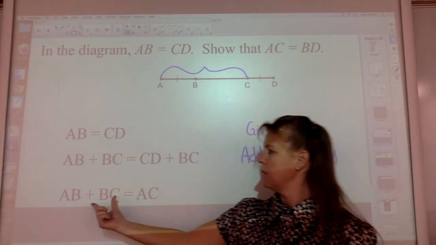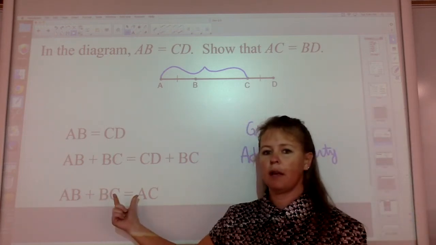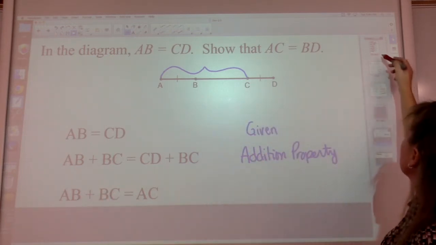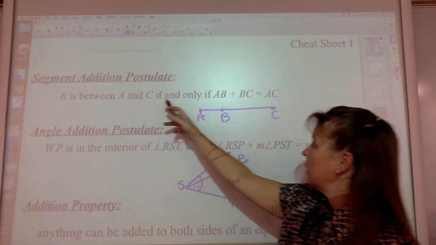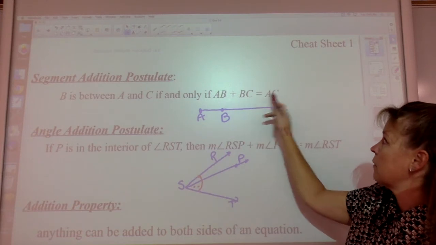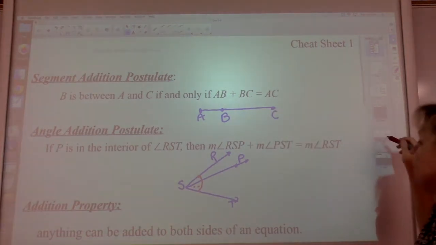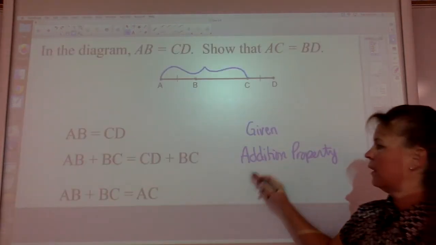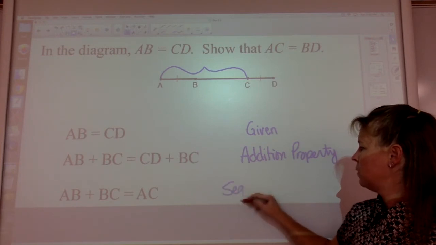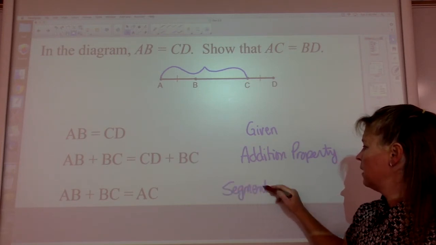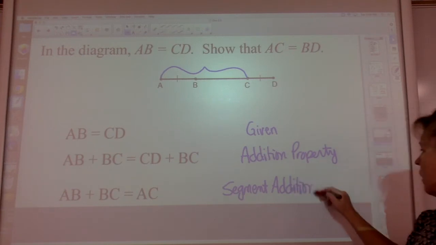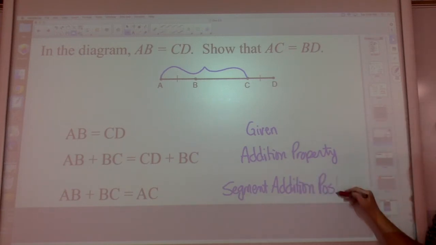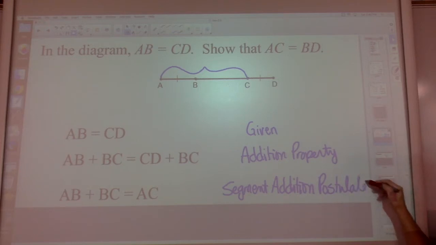What allows me to put together two small segments and make a big segment? Go ahead and cheat if you need to. The segment addition postulate. Two little segments make a big segment. That is not the addition property. Know the difference between the two. Segment addition postulate takes two little segments and makes a big segment out of it.